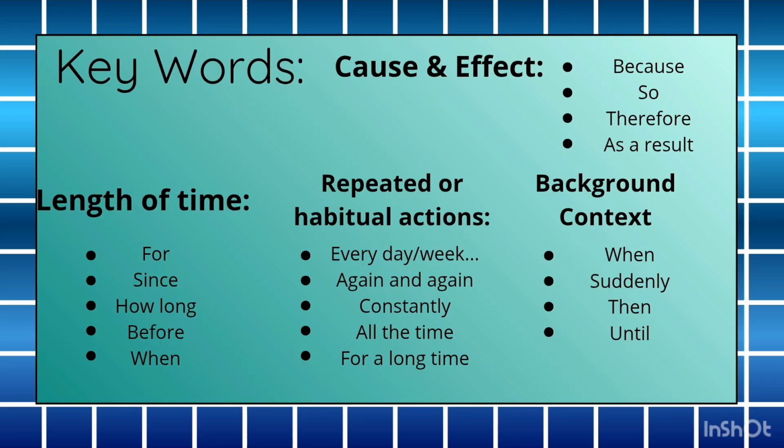Now let's pass to the keywords. Those are words or phrases that we can use to identify, in this case, the past perfect continuous. For example, for length of time, we have keywords such as for, since, how long, before. For cause and effect: because, so, therefore, as a result. And for background context, we have when, suddenly, then, until. For repeated or habitual actions: every day, every week, again and again, constantly, all the time, for a long time. These are the main keywords.